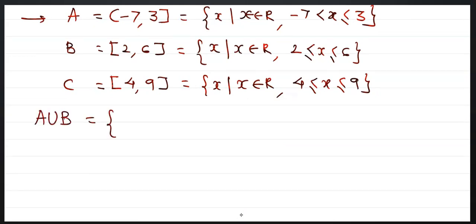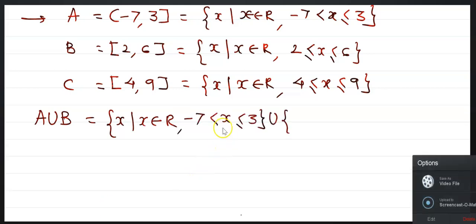A union B is equal to {x : x ∈ ℝ and -7 < x ≤ 3} union {x : x ∈ ℝ and 2 ≤ x ≤ 6}. Now this is the union of these two sets A and B.